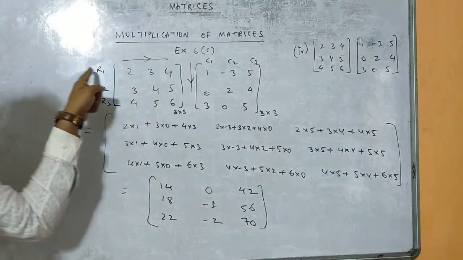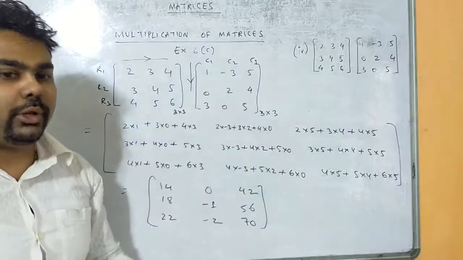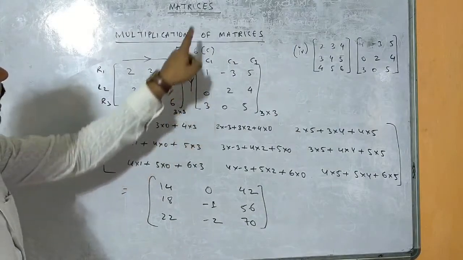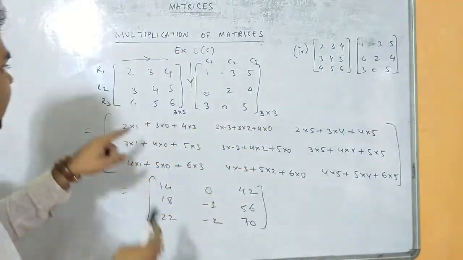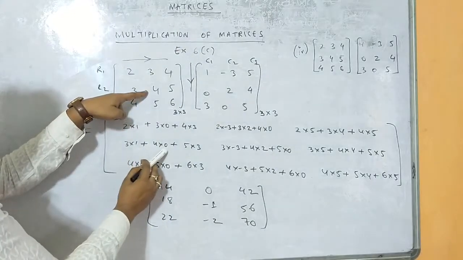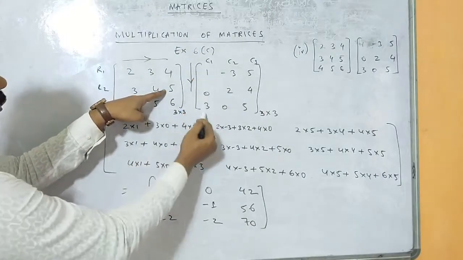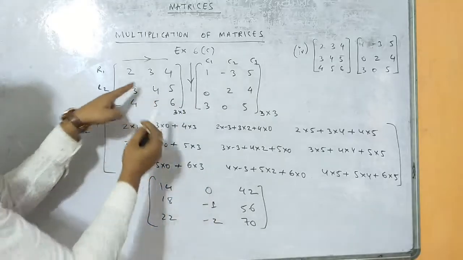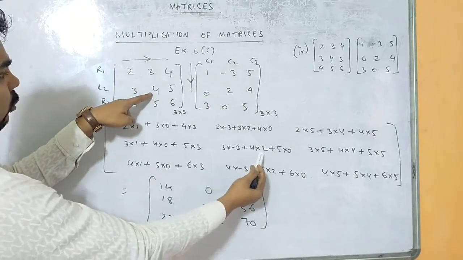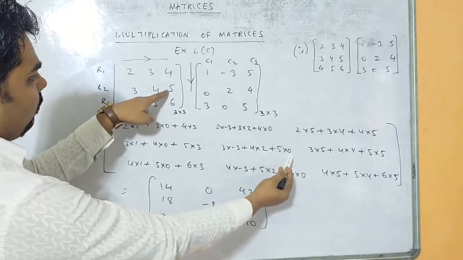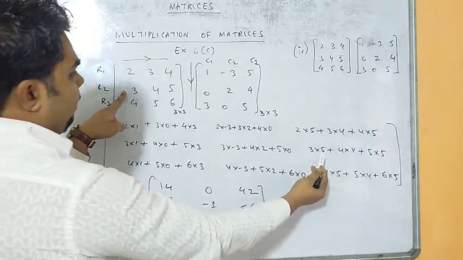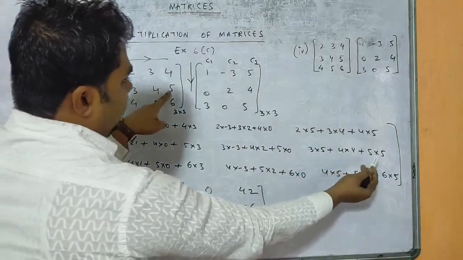Now after multiplying row 1 with column 1, column 2 and column 3, next we have to multiply row 2 with column 1, then with column 2, then with column 3, right? So similarly you see 3 I multiplied with 1, 3 into 1 plus 4 into 0 plus 5 into 3, that is column 1 over 1. Now we need to multiply with column 2, that is 3 into minus 3 plus 4 into 2 plus 5 into 0, right? Next row 2 with column 3, that is 3 into 5 plus 4 into 4 plus 5 into 5.